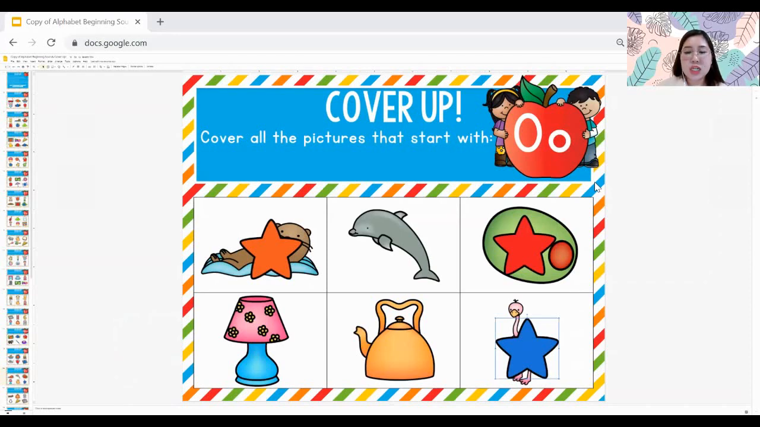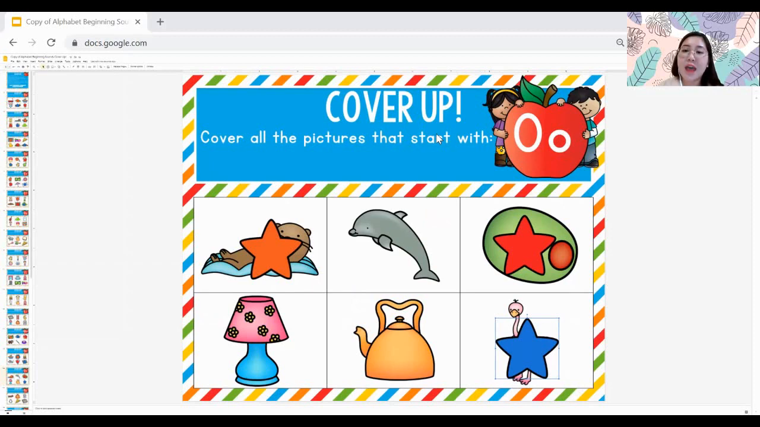The other pictures, dolphin begins with the letter D, lamp begins with the letter L, and kettle begins with the letter K. So we have O, the sound of O is O for otter, olive, and ostrich.